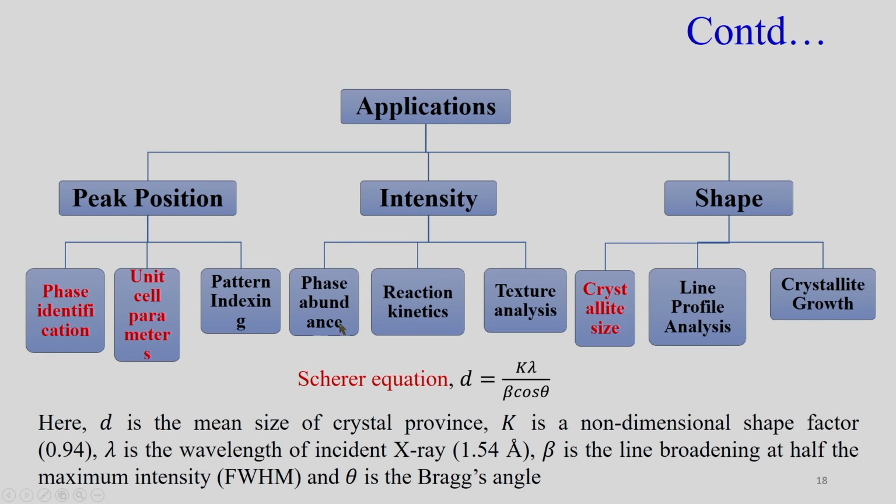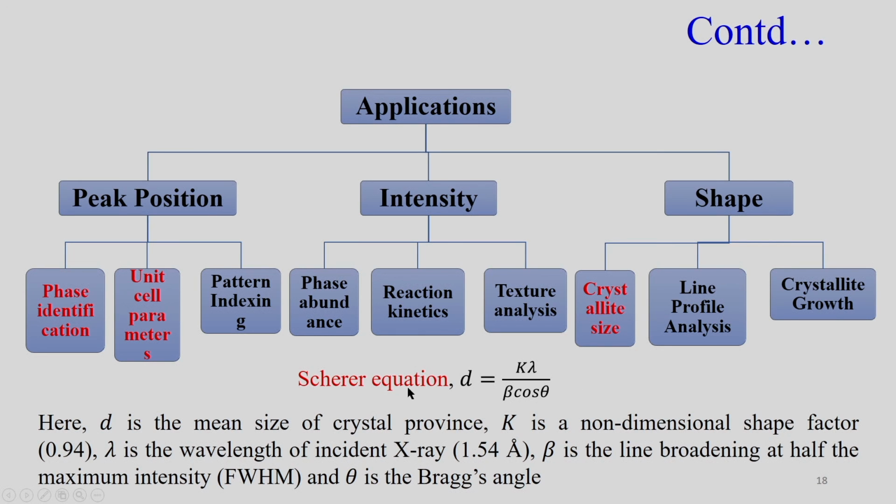From the intensity we analyze which phase is present in the larger amount, the phase abundance. Also it gives some information about the texture analysis and the reaction kinetics, and the shape of the curve gives the average crystal size, its line profile analysis and the crystal growth kinetics. So, this information from the peak position, intensity and shape is analyzed. Particularly the phase identification, the unit cell parameters and the crystalline size are most commonly used.